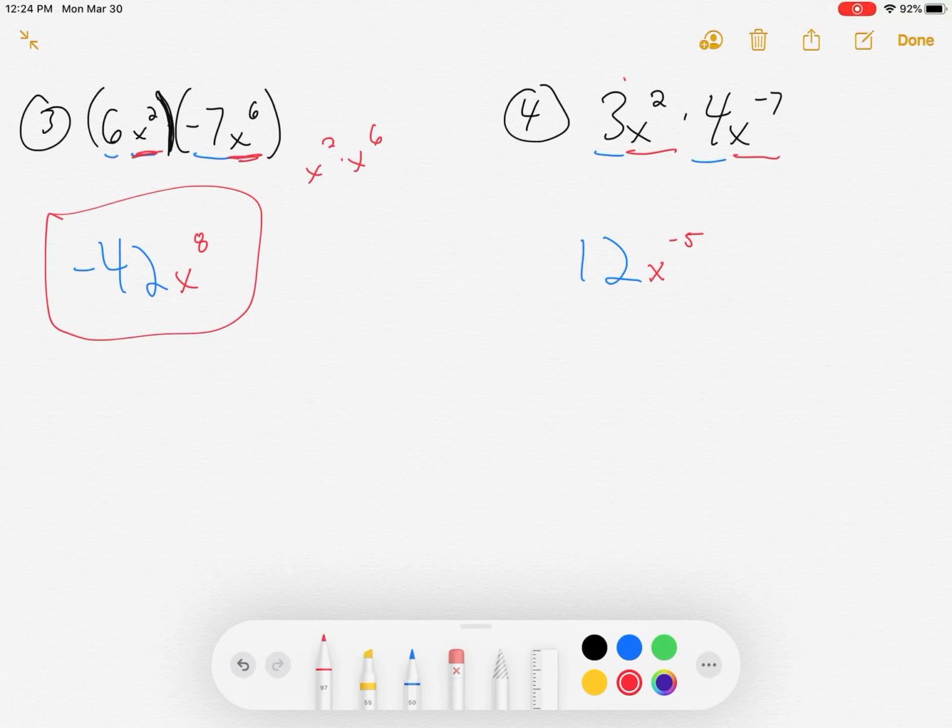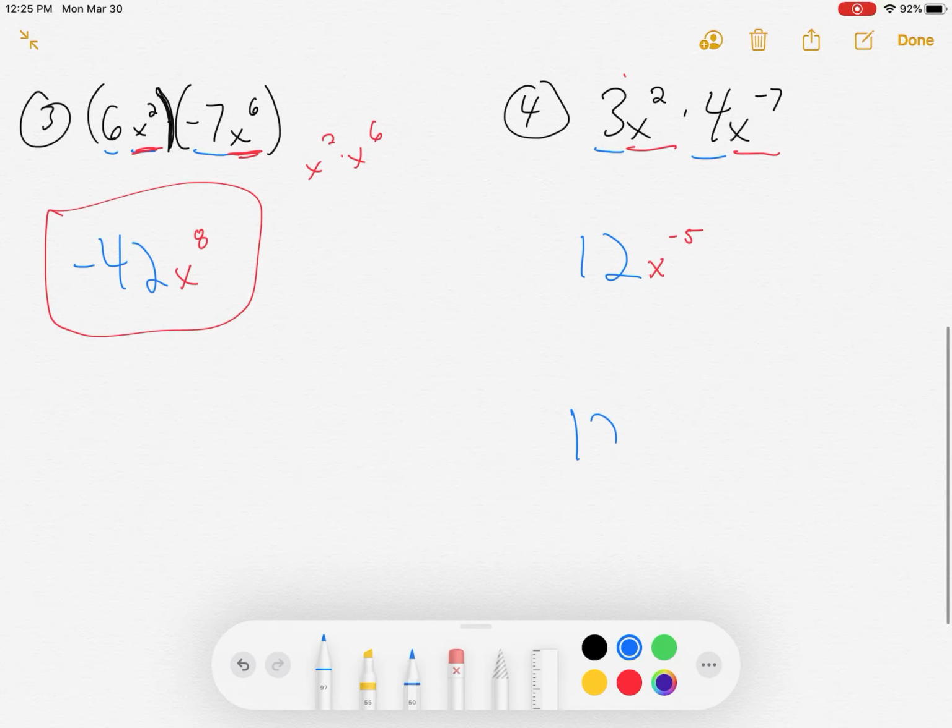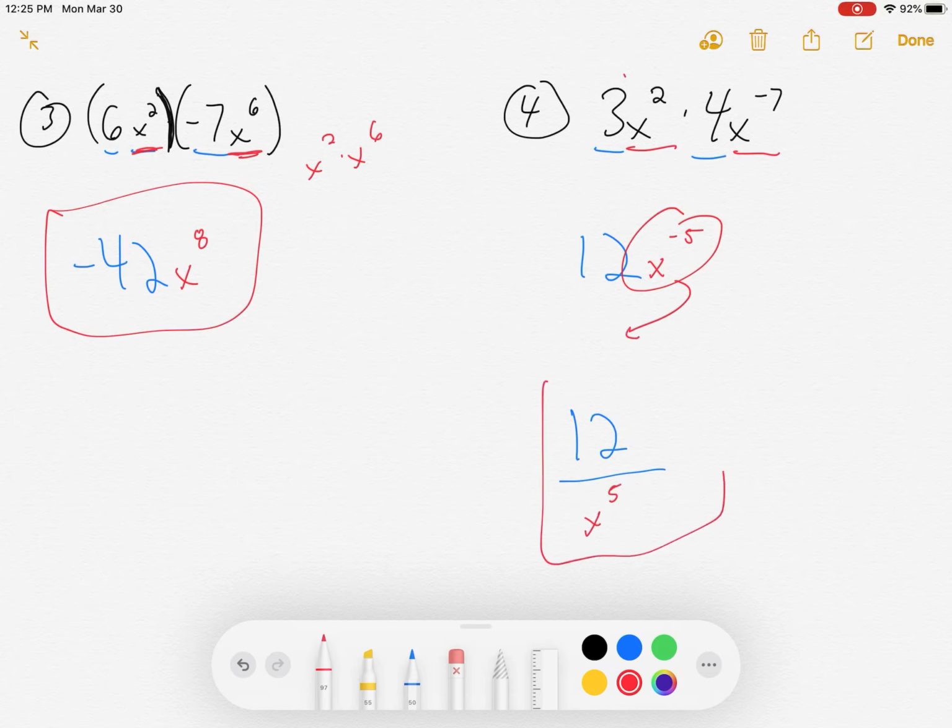Now my problem is, I can't have a negative exponent. So how do you get rid of a negative exponent? Only the base that has the negative exponent goes to the bottom. So I turn this into a fraction, 12 over, and now this guy goes to the bottom, x to the positive fifth power: 12 over positive x to the fifth.